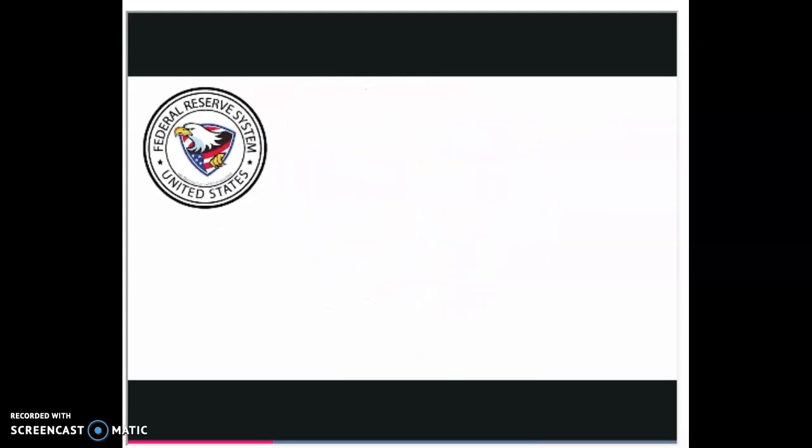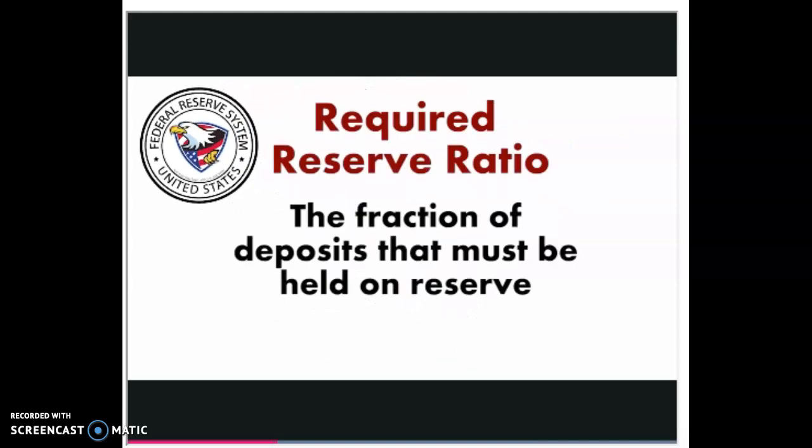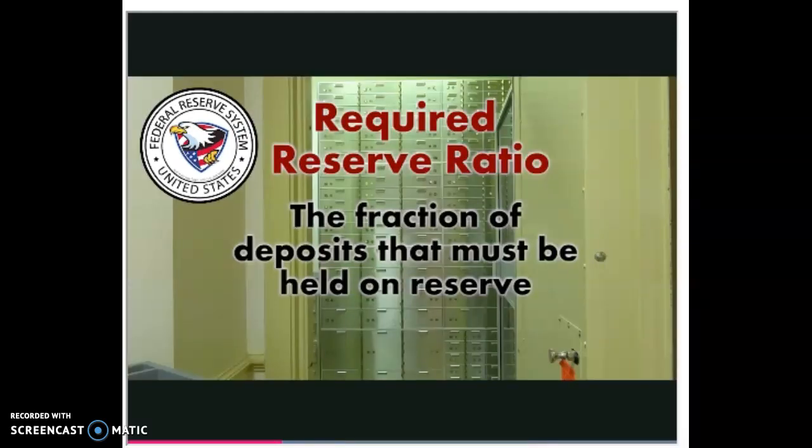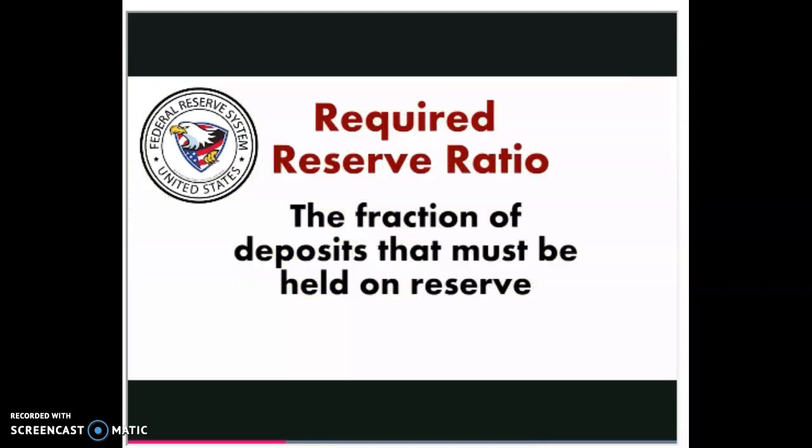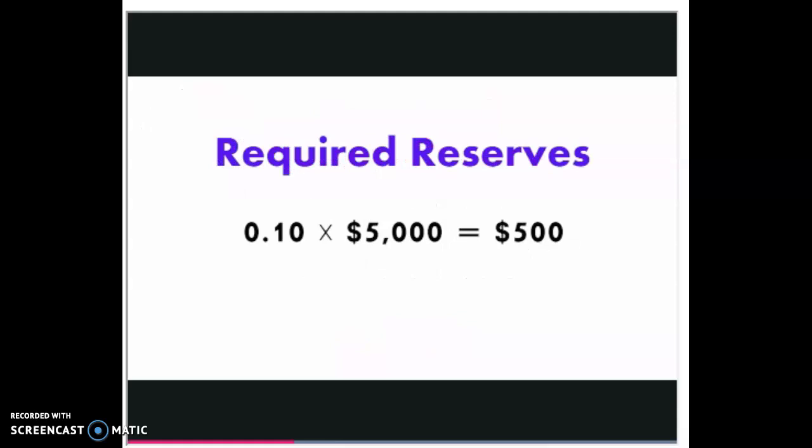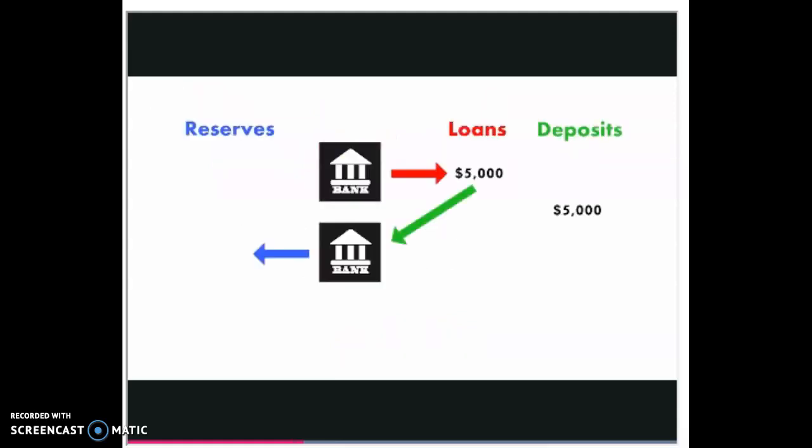The Federal Reserve requires banks to hold a fraction of their deposits on reserve, either in the bank's vault or at the Fed. Let's say the required reserve ratio is 10%. Then your bank must hold 10% of your $5,000 deposit, which is $500, as required reserves, and the other $4,500 is excess reserves and can be lent out to someone else, like me.